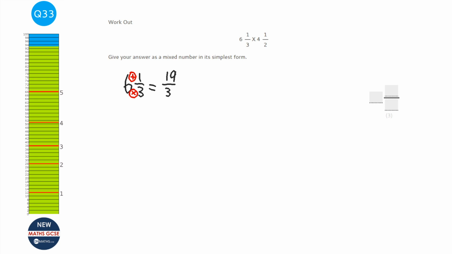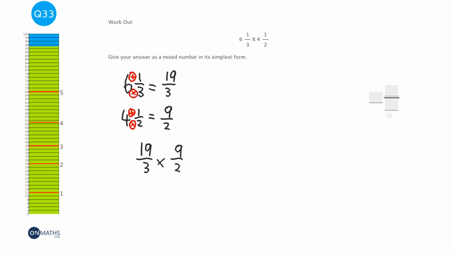so it's still over 3. So 4 1/2, we times by the bottom, which would be 8, and then add it to the top, which would be 9. So that equals 9 over 2. So we're going to do 19 over 3 times 9 over 2. So I've written the same thing, 6 1/3 times 4 1/2, but instead of 6 1/3, I've written 19 over 3. Instead of 4 1/2, I've written 9 over 2.